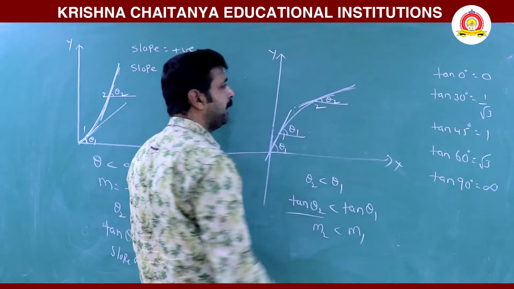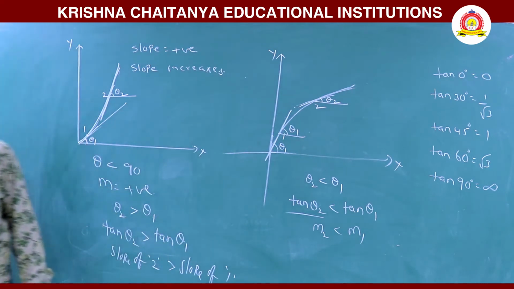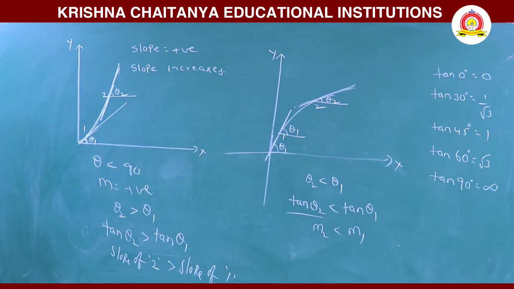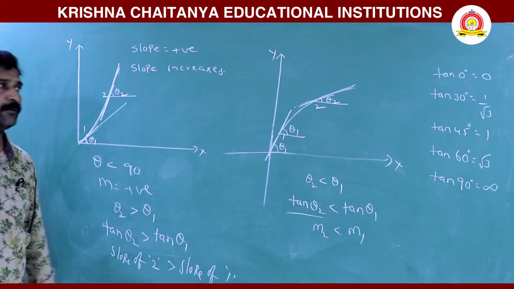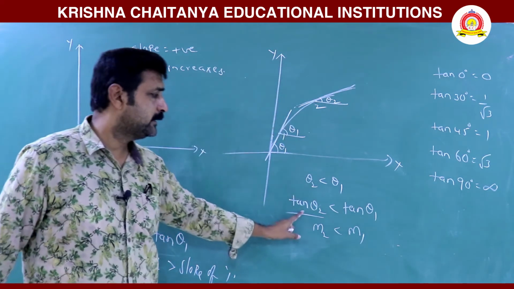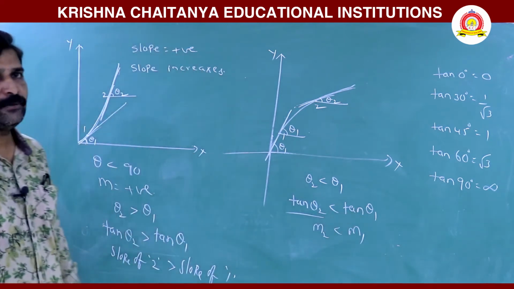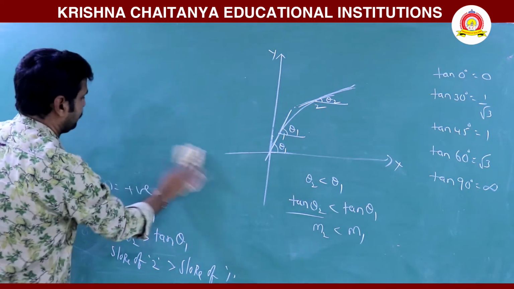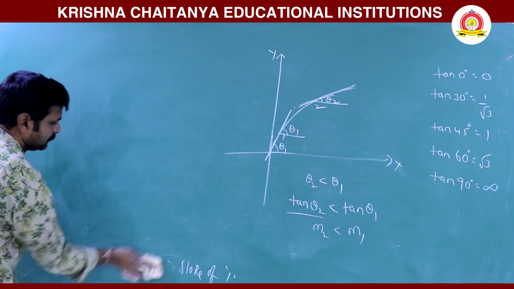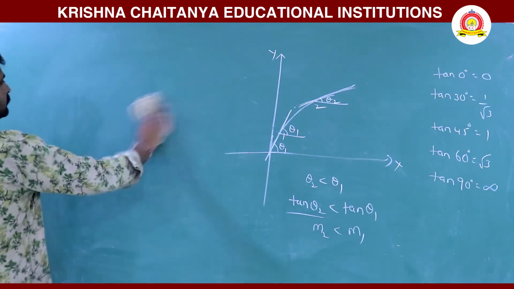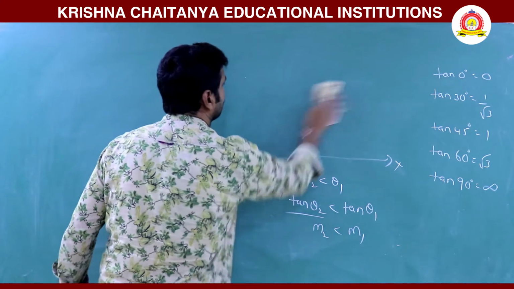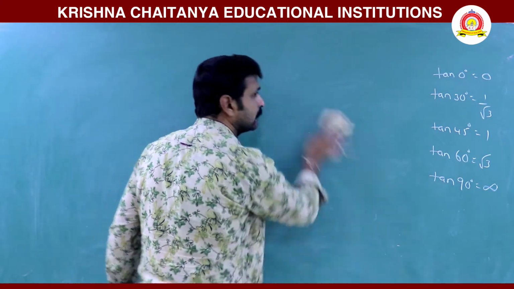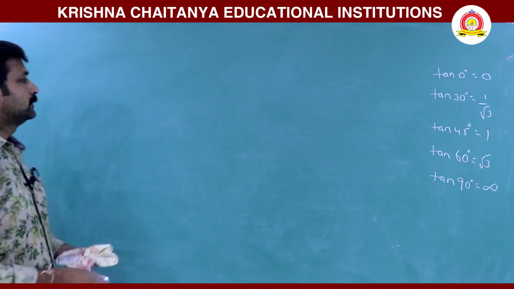Now for some more curves, where the slope is negative and the slope increases or decreases. Here the slope increased since tan theta 2 is more than tan theta 1. Here the slope decreased since tan theta 2 is less than tan theta 1. Now here are some more curves.